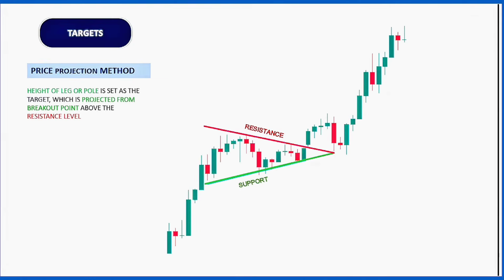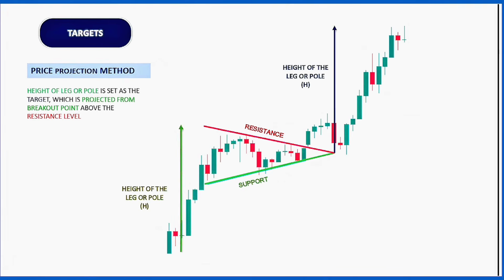One of the most reliable methods for setting a profit target is the measured move approach. First, measure the length of the pennant leg, also called the pole. Then project this length upward from the breakout point above the resistance trend line. This projected area becomes your initial profit target.